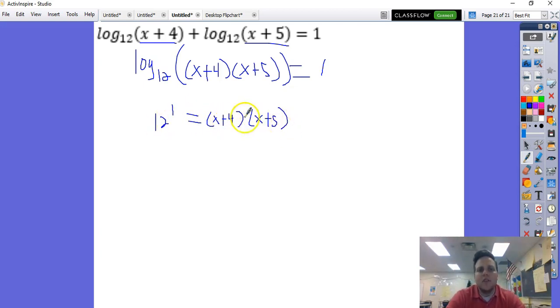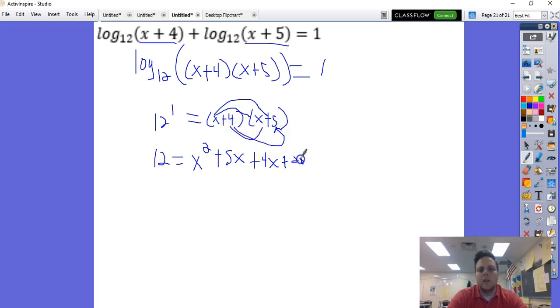Which means that in order to solve for x, what I first have to do is multiply these two things together. So first off, 12 to the first is just 12, is equal to x times x, which is x squared, x times 5, which is plus 5x, 4 times x, which is 4x, and 4 times 5, which is 20. So I just distributed these. I multiplied these two. Okay, so I unfactored them. When it was like this, guys, it was the factored form. But I just unfactored it. So I got x squared plus 9x plus 20.